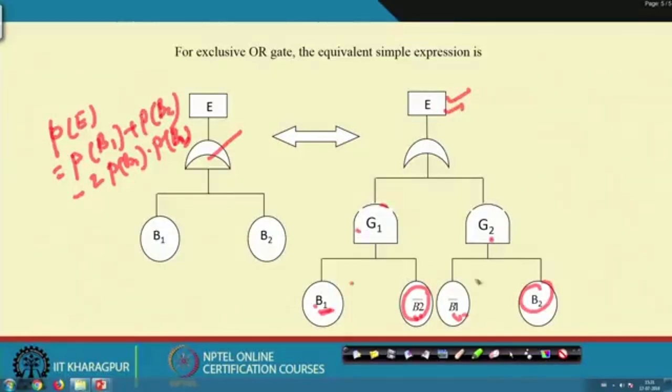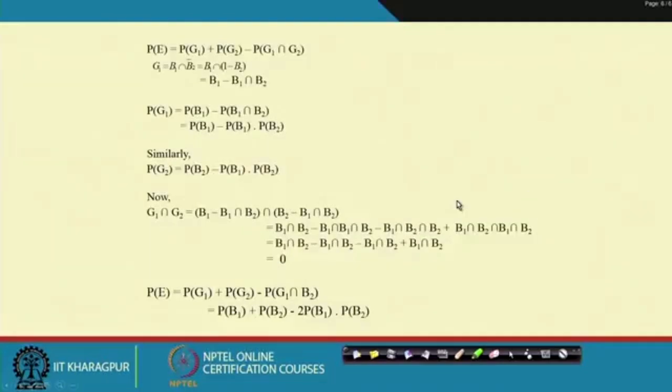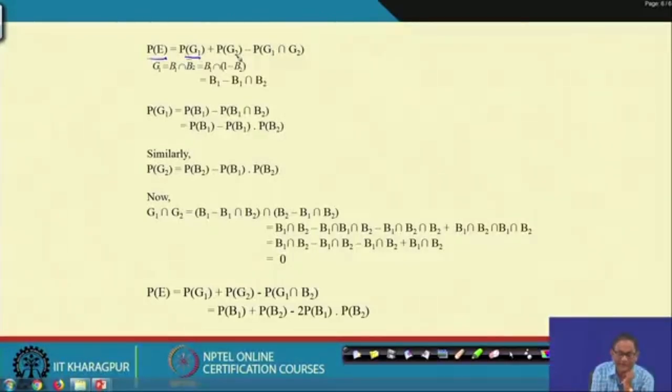So, these two conditions, in terms of the gates G1 and G2, are linked with E by an OR gate. If either the G1 condition or the G2 condition occurs, then E will occur. So, this is equivalently represented by this. Now, if you want to compute the probability of E, it is linked with gates G1 and G2 by an OR gate. So the top event probability is the input probabilities P(G1) plus P(G2) minus their intersection, which you have seen for the OR gate.